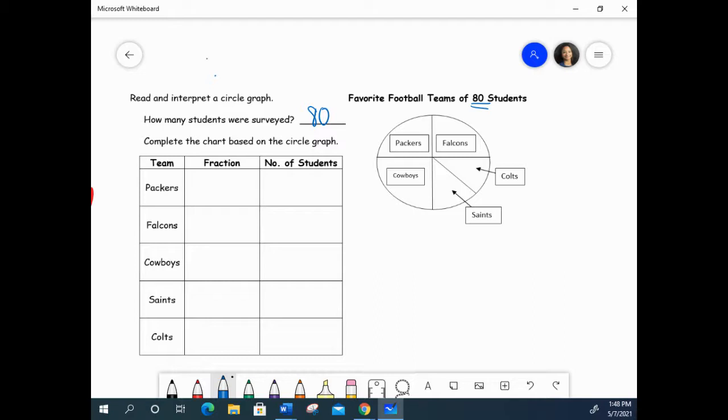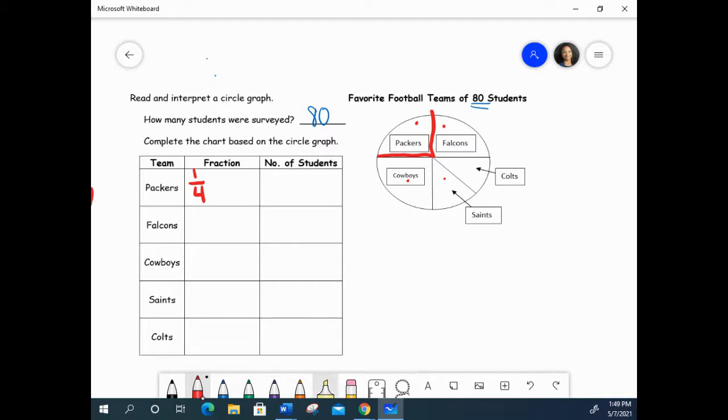So let's take a look at Packers. When I look at Packers, and I'll do this in red, Packers is this section right here. And if you notice, that's about a quarter of the graph. So for fraction, I'm going to put 1/4 because it's one out of technically 1, 2, 3, 4 big sections. So we have 1/4. And then the number of students. We need to find what 25% is of 80.